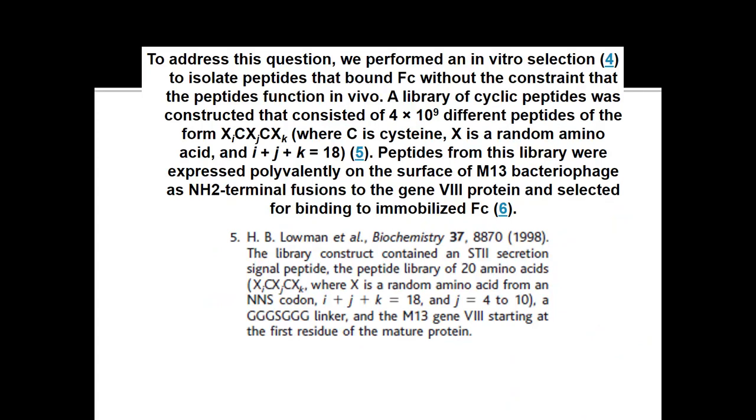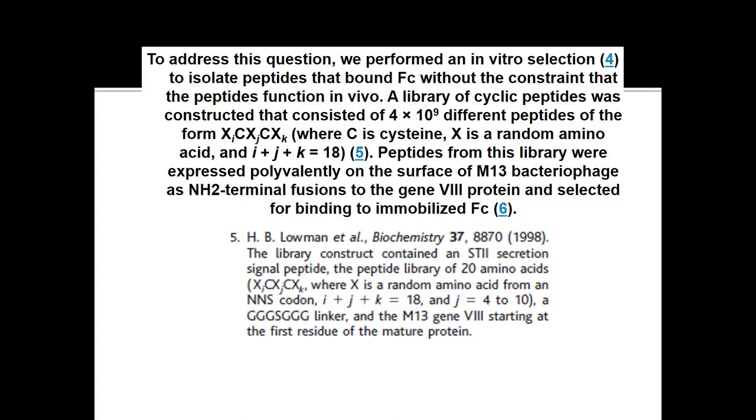I want to talk about how they actually did this study. Okay. So you look at the study, and you might be able to find this in your paper itself. They performed an in vitro selection, so in test tubes, to isolate peptides that bound Fc without the constraint that the peptides function in vivo. We're just looking for binding. There's no survival constraint, no biological mandate.